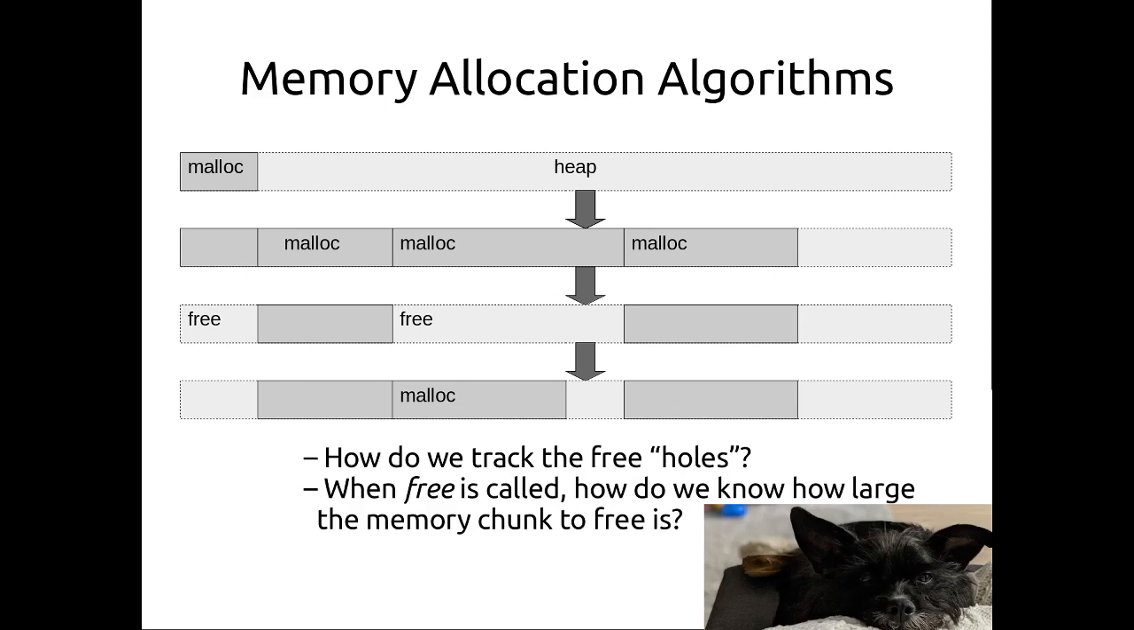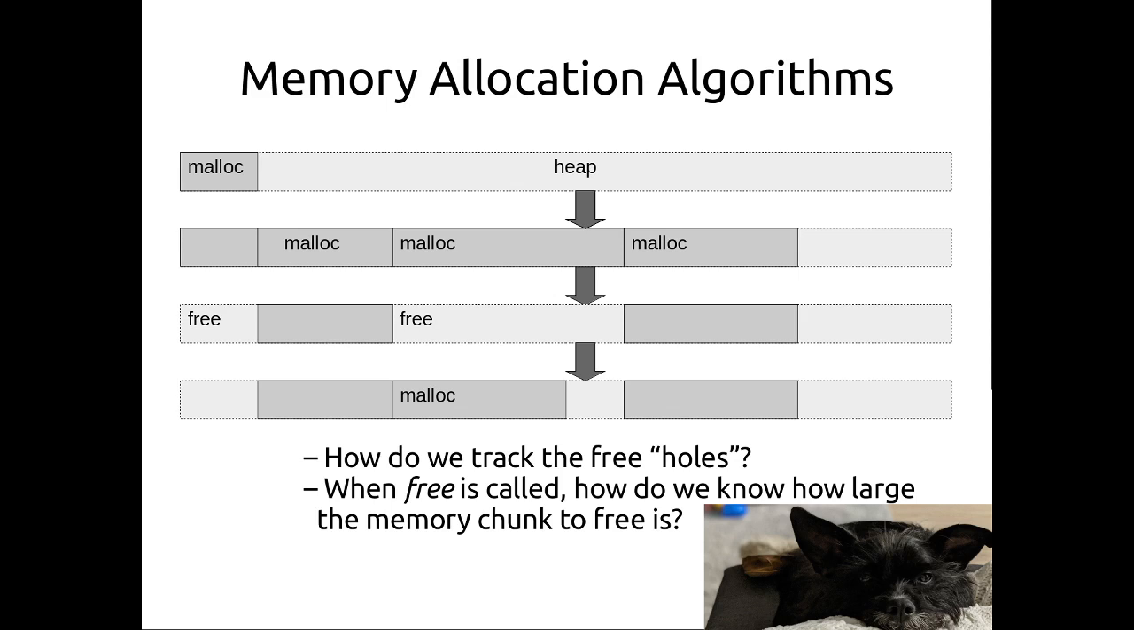So, okay, how do we do this? Let's start with trying to answer the question of how do we track these free holes within the system, right? In the first timeline, we see that there's 1 free hole, that's the rest of the heap. In the second timeline, we see that there still is only 1 free hole that could be used for a future malloc at the very end of the heap. After we call free a couple of times, we can see that there are now 3 free holes, and then even after we do a malloc, there still are 3 free holes, right? So somehow we need to track these free holes so that they can be used for future calls to malloc, right?